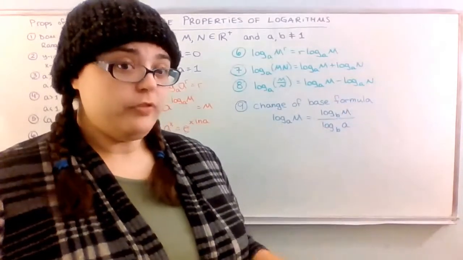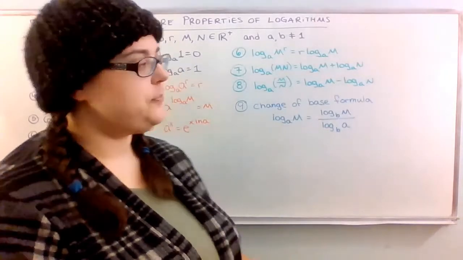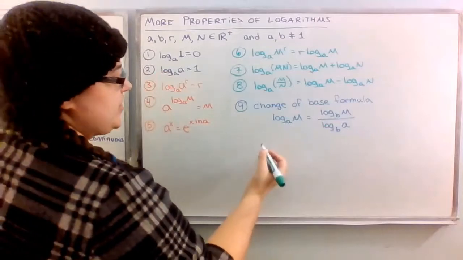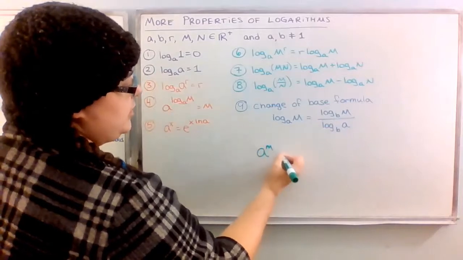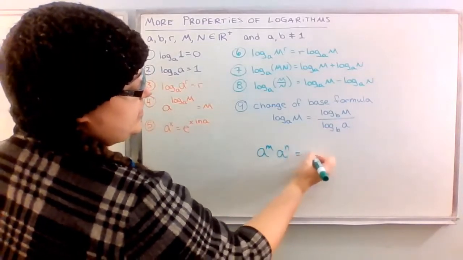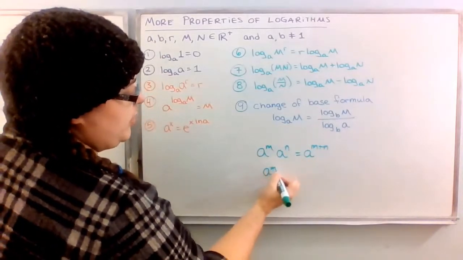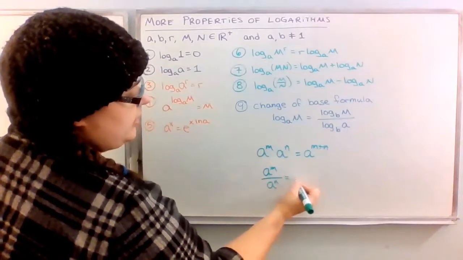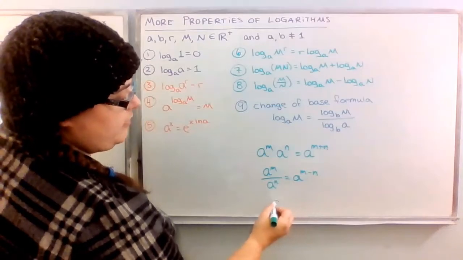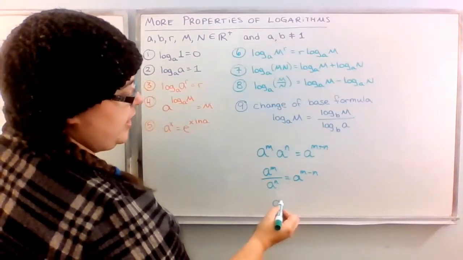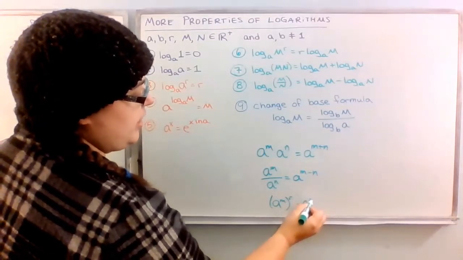Now, I'm not going to do a full proof for these three properties, but I am going to write down some exponential laws that we had. So we have an exponential law that says a to the m times a to the n is the same as a to the m plus n. If I have a to the m over a to the n, that's the same as a to the m minus n. And if I have a to the m raised to the r power, that's the same as a to the m times r.